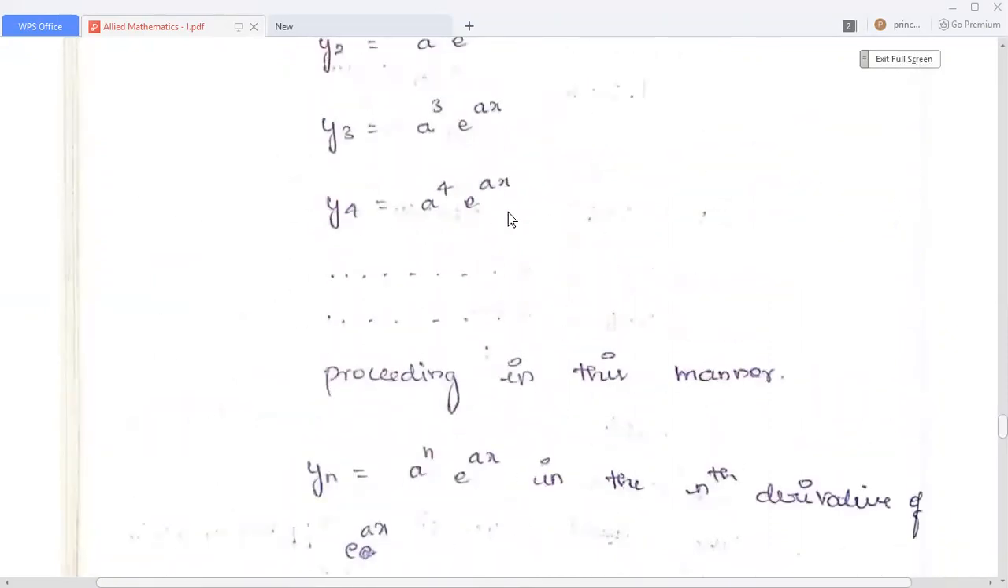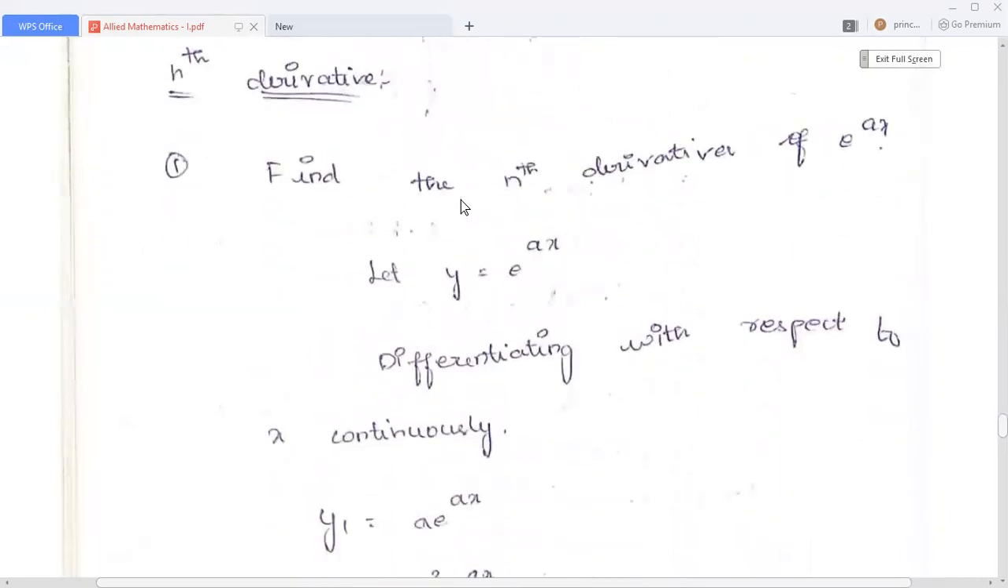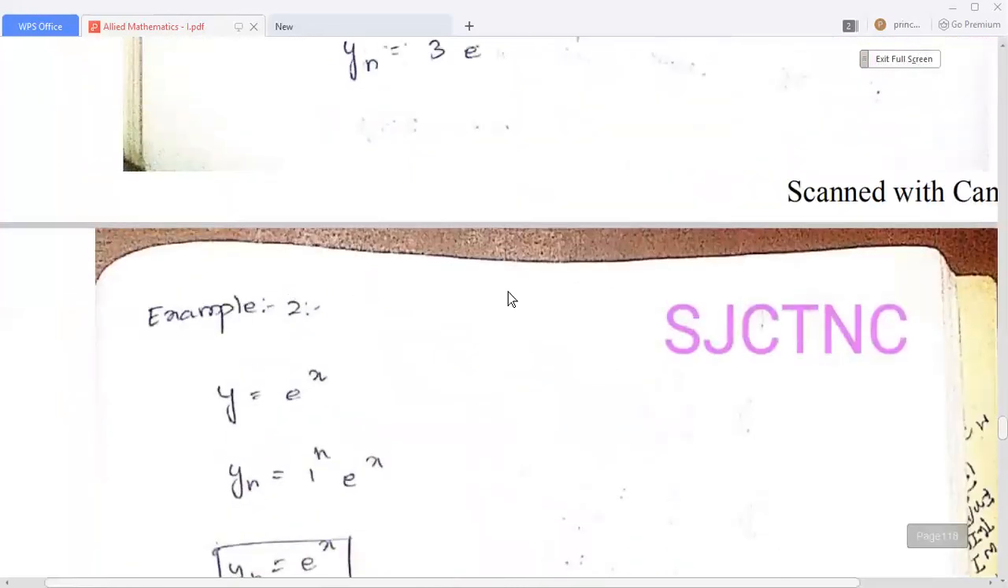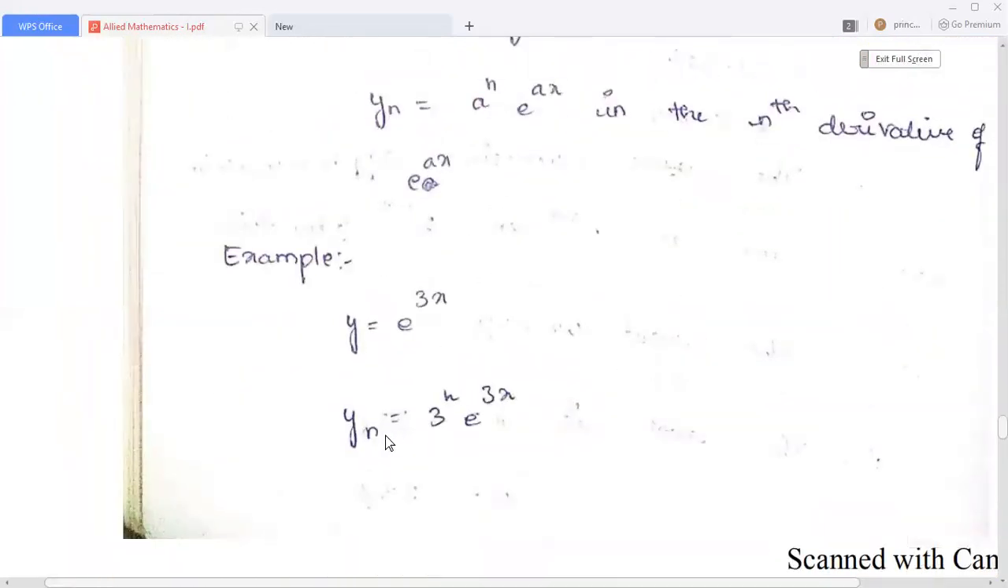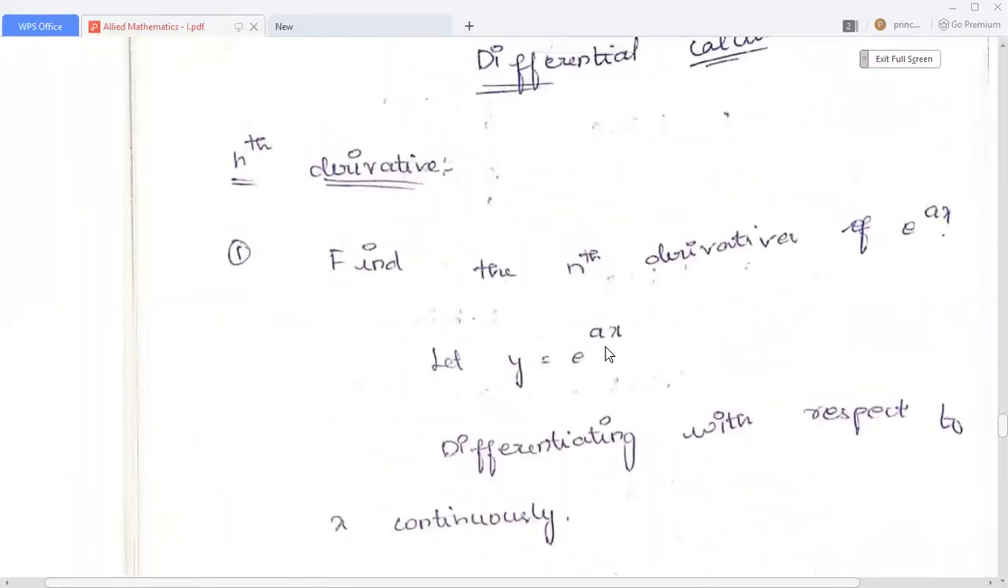So based on this derivative, we can give one example. y equal to e power 3x. Therefore, the nth derivative is yn is equal to 3 power n into e power 3x. We use this as a formula. That is the nth derivative of e power ax.